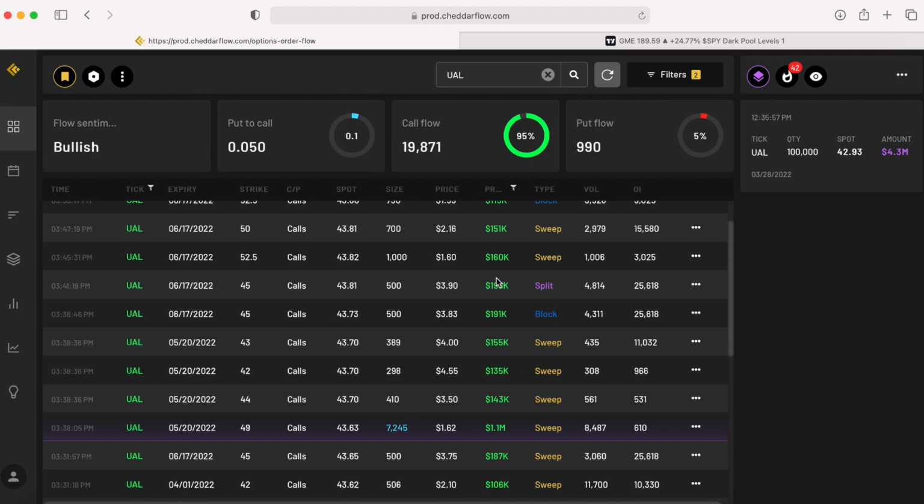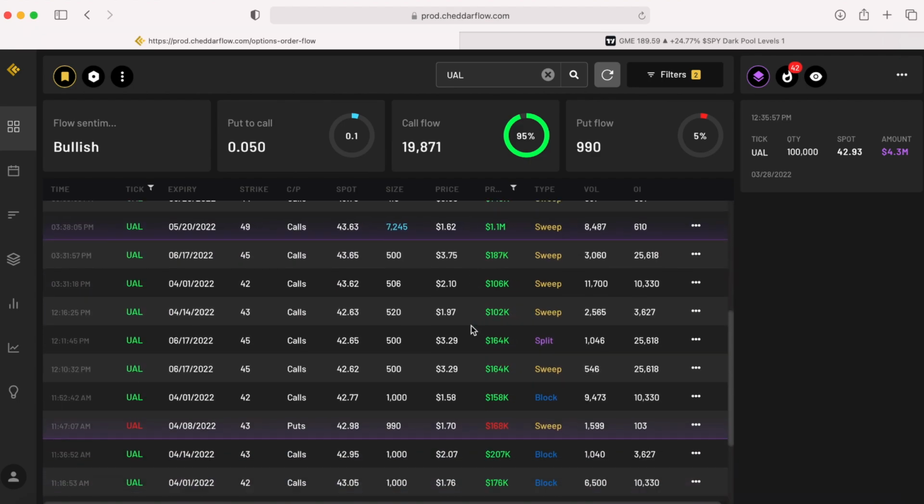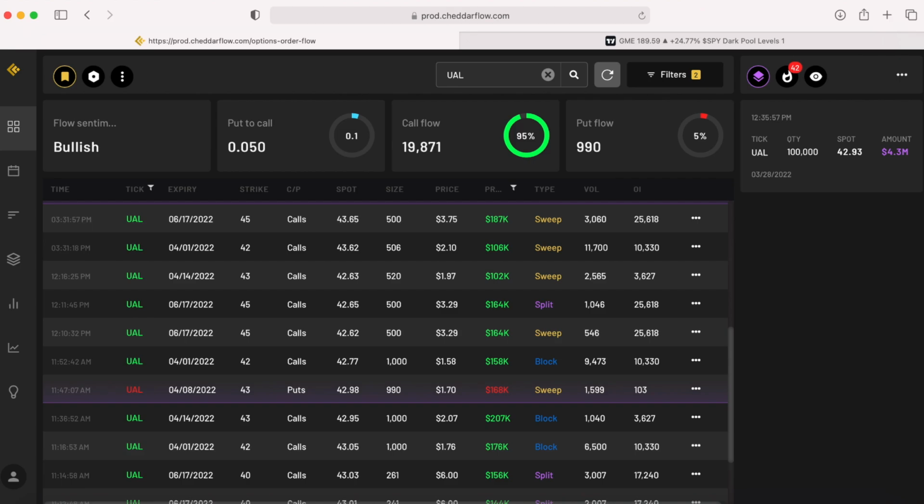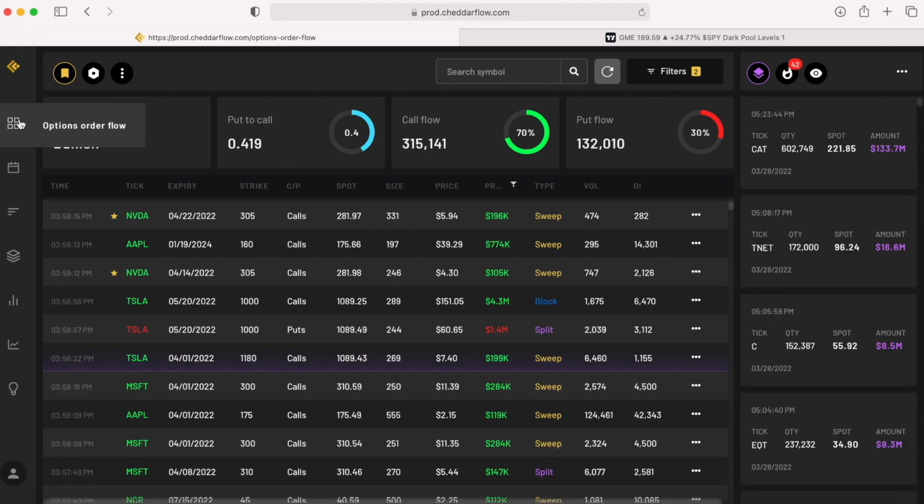Makes it very easy to look through the rest of these, and overall, looking really bullish on United Airlines. All right, so the next thing I'm going to share with you today is the second thing on the side here. You can click on it. It's a tab. It's called Historical Flow.